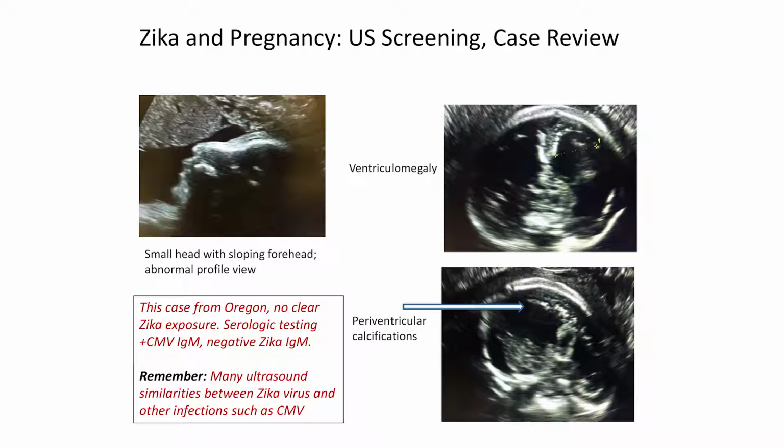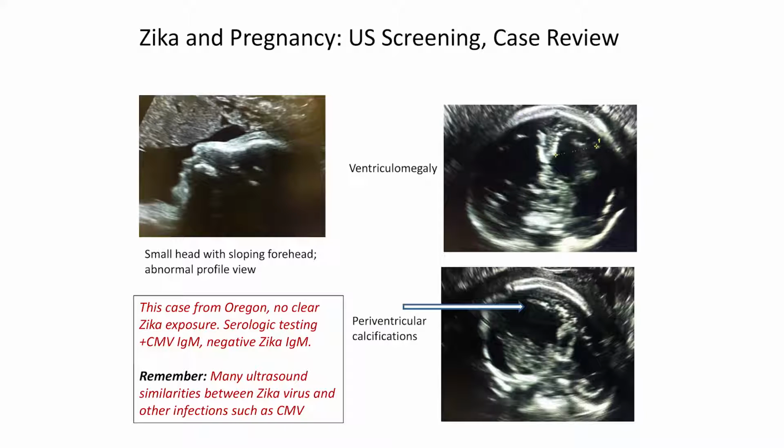So what do we do? We look at the ultrasound and we say, what other findings do we have? One, we have an abnormal profile. If your head is 3 standard deviations below the mean, usually the profile is not normal. So the forehead is sloping, it's not straight up and down. When you look at the ventricles, there's calcification. All along the border of the ventricles, there's calcifications, and we see it in the sagittal view as well. And the ventricles are enlarged here.